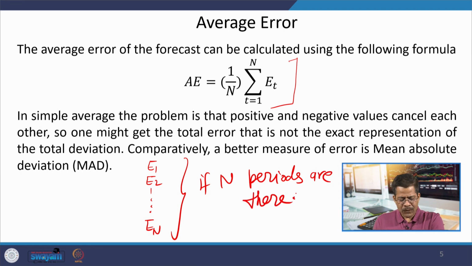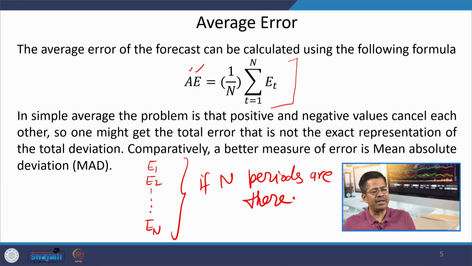And then taking the average of these n periods is your average error. If you take the average of the n periods, that is your average error. Another is, but as we have already discussed in many of our previous sessions, particularly when we started discussions on descriptive analytics, we said that average is not a very good representation.